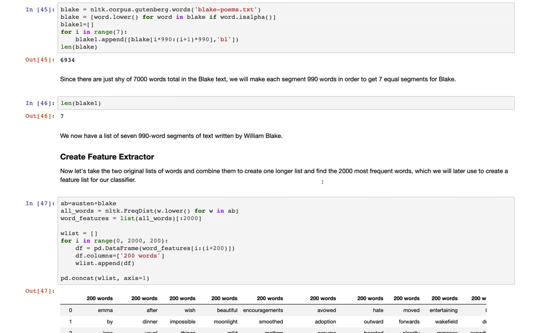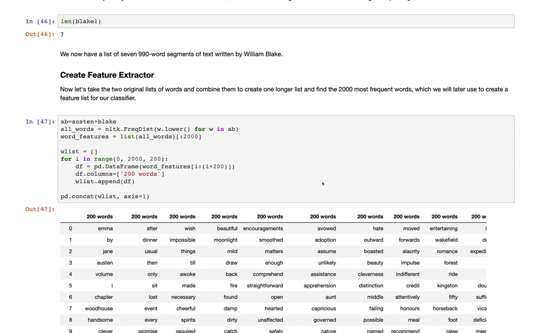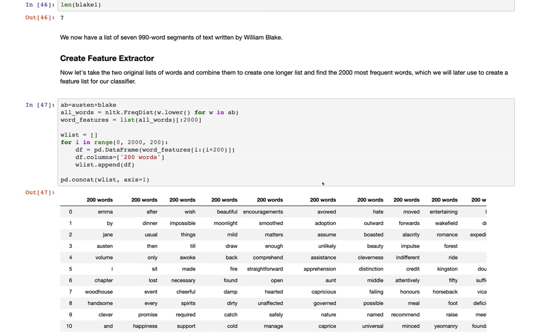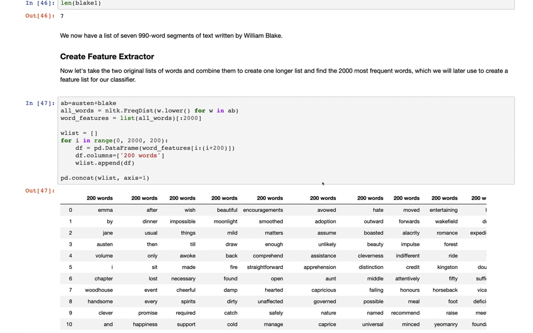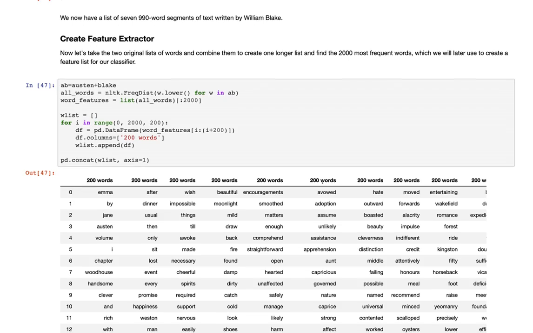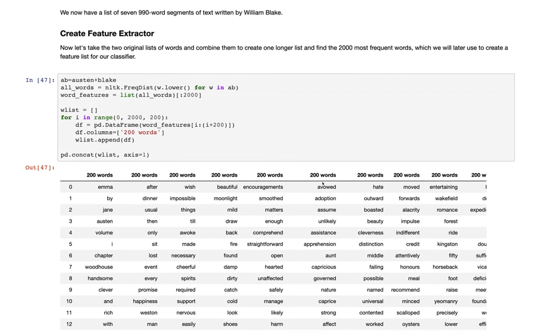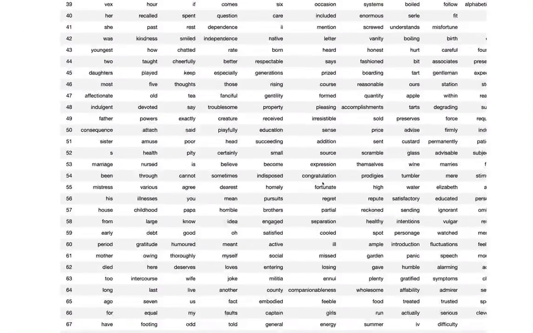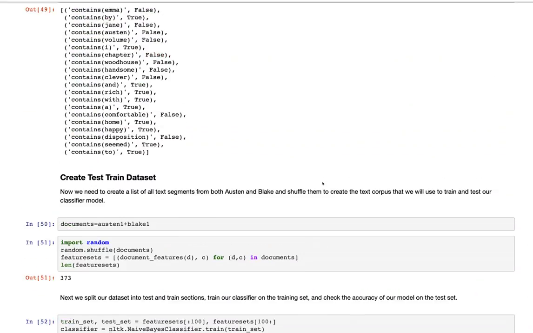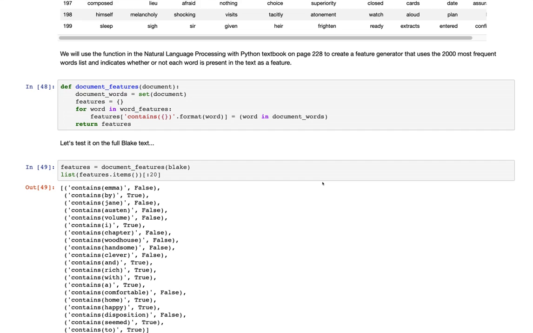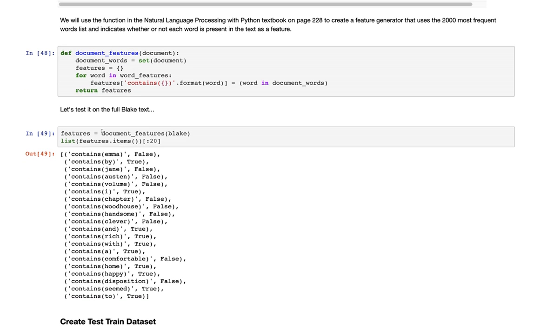Then we created our feature extractor. To do that, first we had to find the 2,000 most frequent words in the two texts, or two authors combined. So using those 2,000 words, we then used a function to create features that would basically just indicate whether or not each of those words was present in the text. We tested it out on the Blake text so you could see what that looks like.